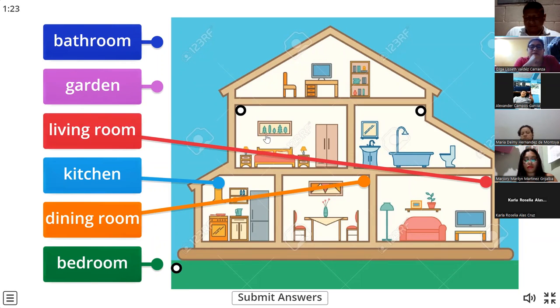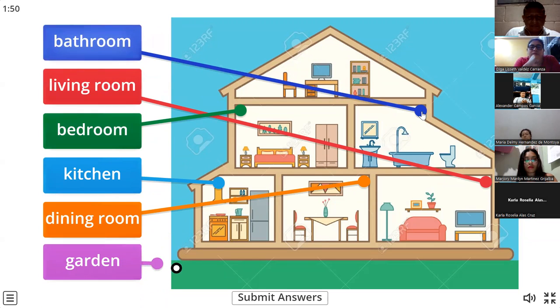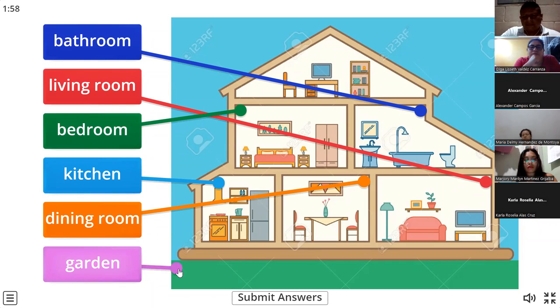Okay. What about this room? Here we have a closet. We have a bed. Lamp. That is a bedroom. Bedroom. Okay, that is a bed. And here? It's a bathroom. Okay, this is the bathroom. And here? Garden. Very good.